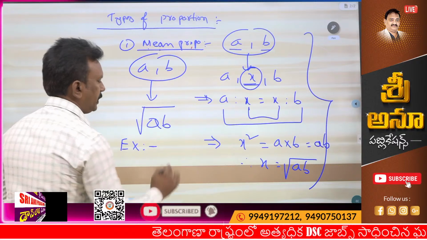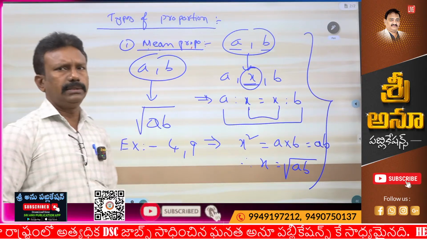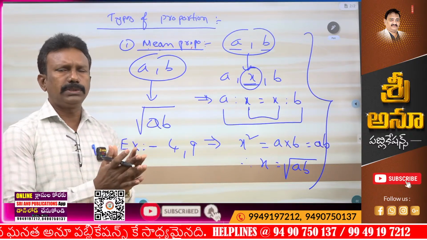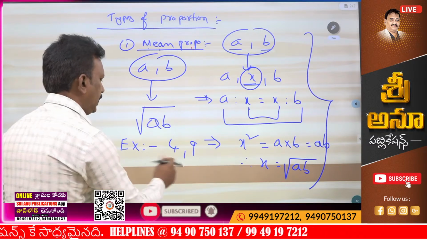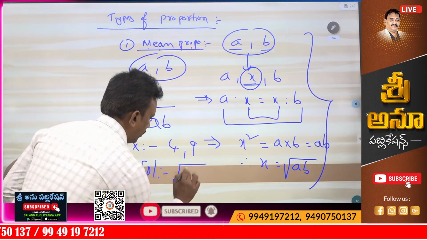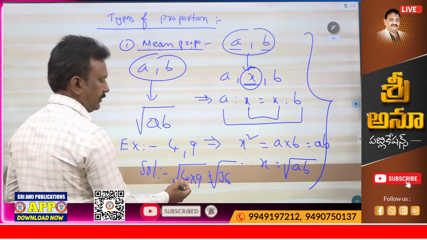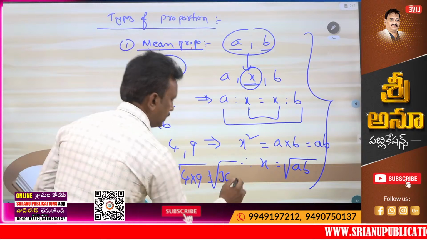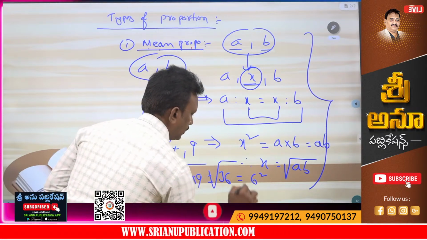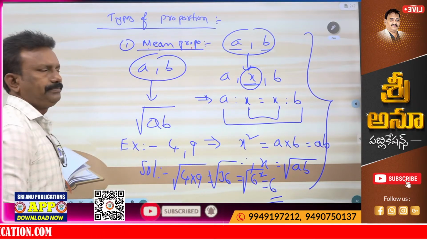What is the mean proportion of 4 and 9? Find the mean proportion of 4 and 9. It's a very important question. Just write only the direct formula without a complete explanation: square root of 4 into 9. 4 nines are 36. So root AB, root of 4 into 9, equals square root of 36. 36 is a perfect square number, so write 6 square within the square root. Square and square root cancel, just 6. So the answer is 6.